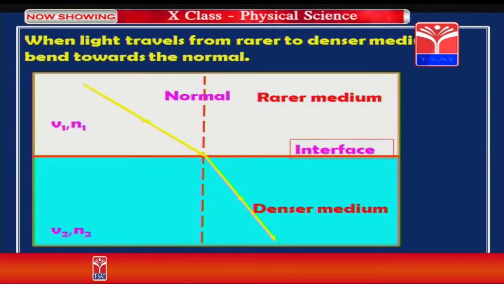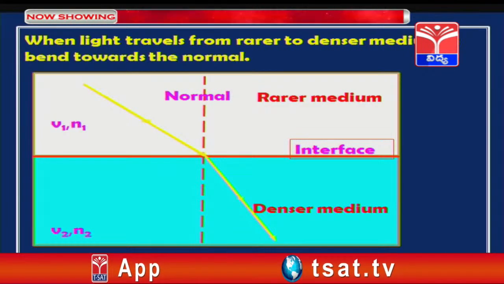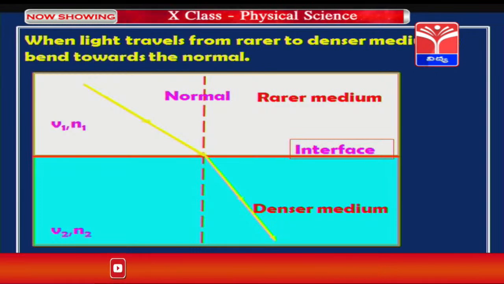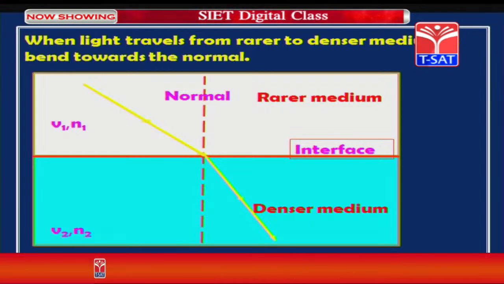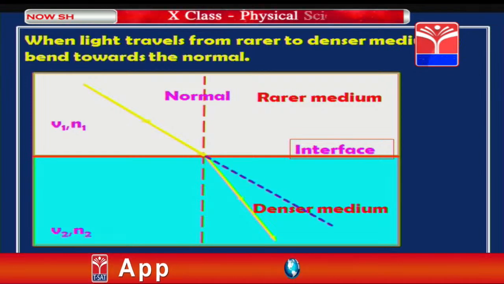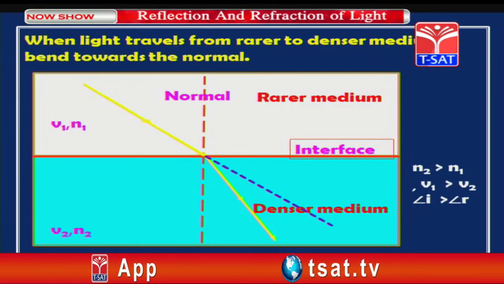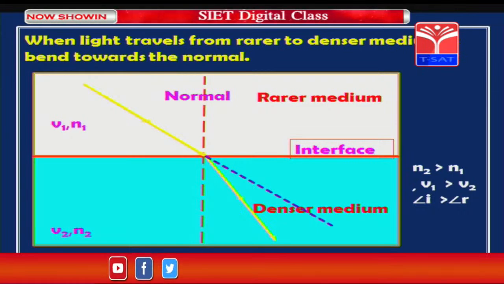Here V1 is the speed of light in the rarer medium, V2 is the speed of light in the denser medium. N1 is the refractive index of the rarer medium, N2 is the refractive index of the denser medium. Students, remember, the refractive index of the denser medium is always greater. So, N2 is greater than N1.